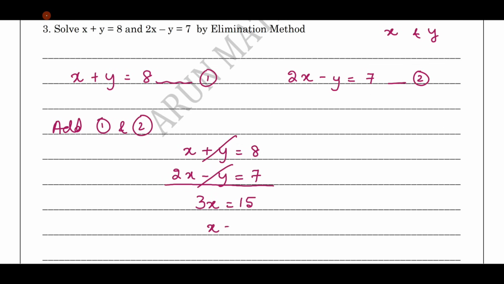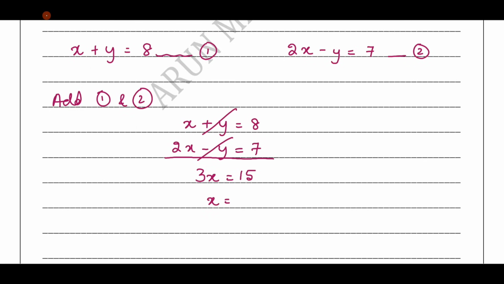So, x equals 15 divided by 3, dividing both sides by 3. 3 times 5 is 15. Therefore, x equals 5. So we got x as 5. Now, what we need to do is find out the value of y.